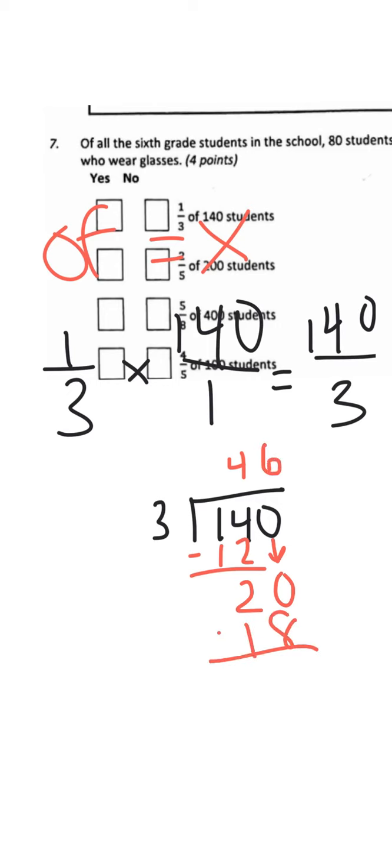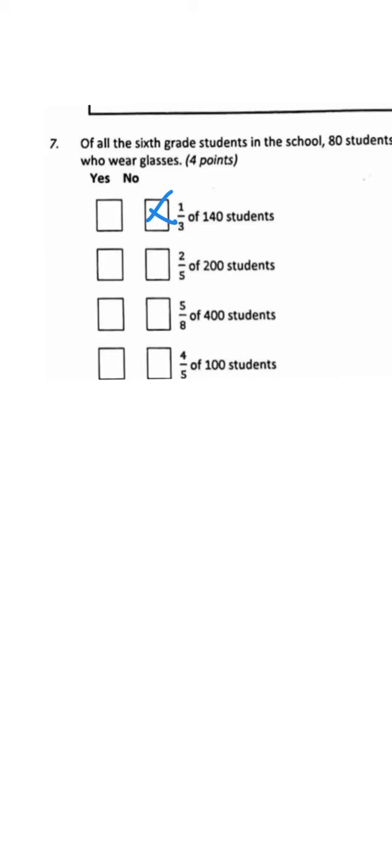You get 18, 2. So I have 46 and 2/3 of my fraction, right? All I did is I brought my numerator up here, and I brought my divider as my denominator. So I have 46 and 2/3. So does that equal 80? It does not, right? So let me get rid of all this stuff. So I'm gonna mark no, right? This is a no. So now we're gonna do it again.